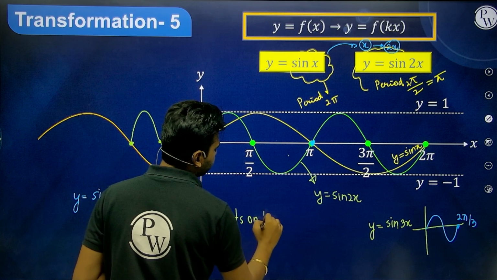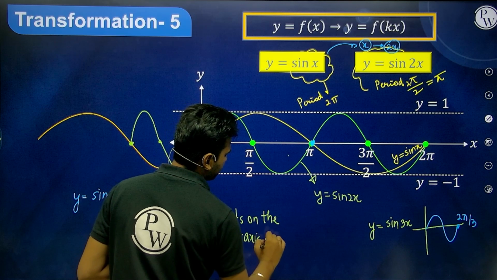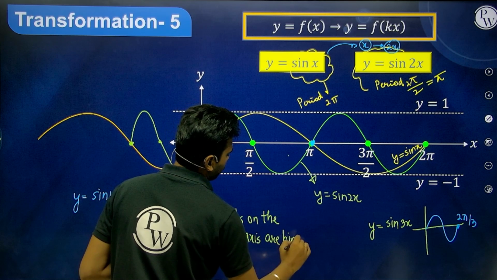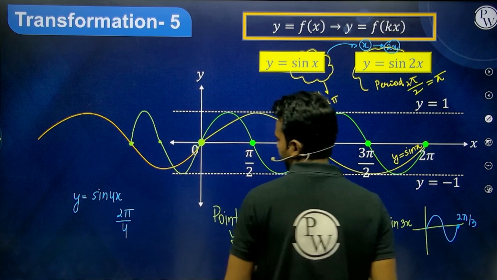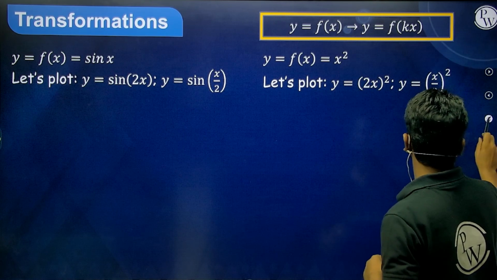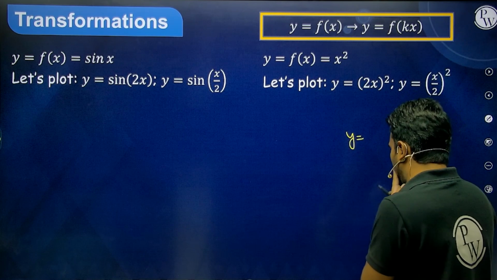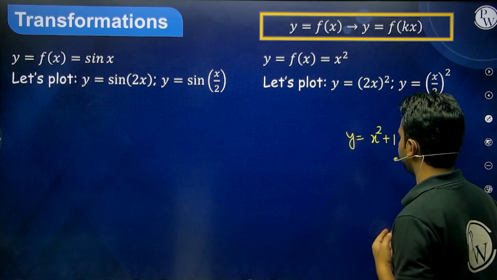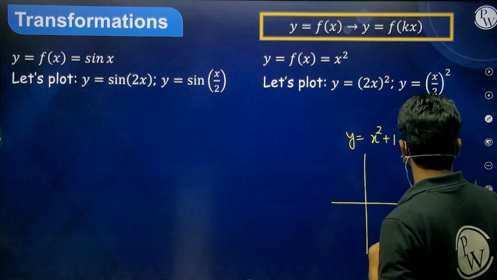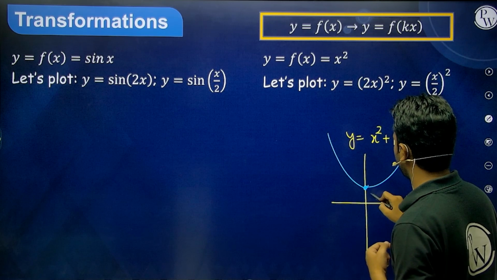Points on the y-axis are hinged. What am I trying to tell you? Let me give you an example over here. Let's say I have been given y equal to x square plus 1. So the graph will be looking something like this. I hope you are aware now. This point is 0, 1.